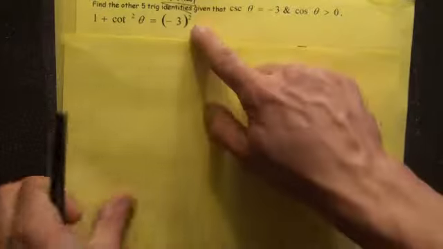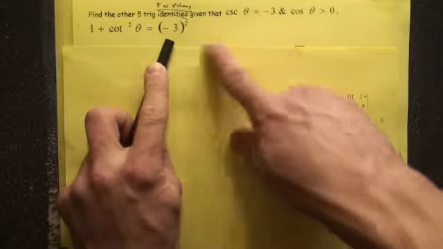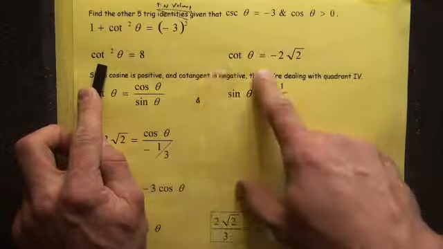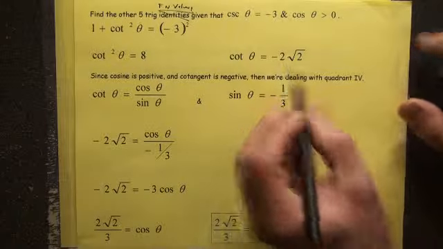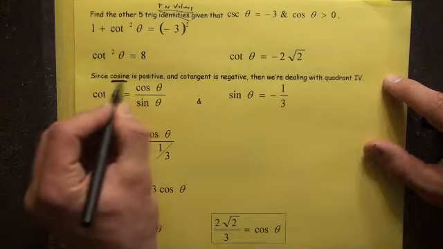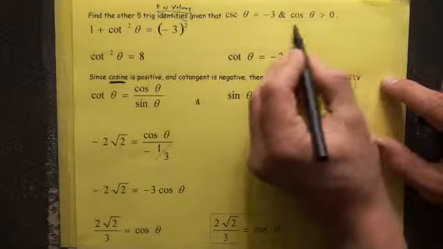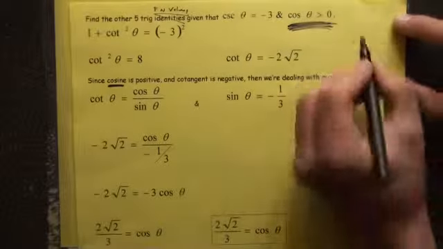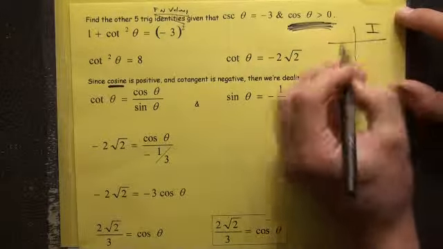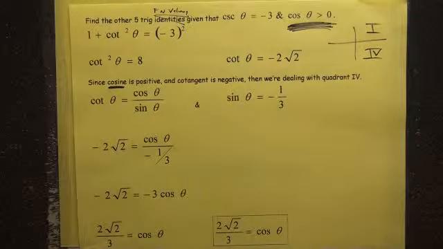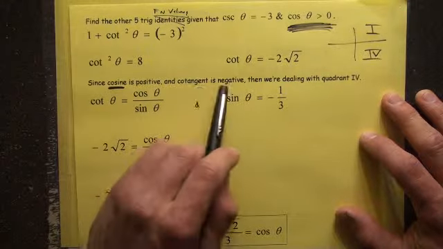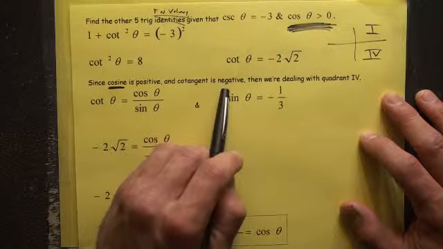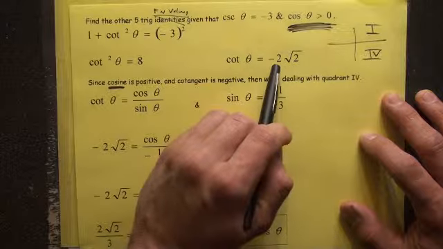All right. So we plug in the negative 3 here, right, for cosecant. That just gets squared out. You get a 9. You subtract 1, you get 8. Square root, cotangent equals. Now I put down negative 2 root 2. Why? Because cosine's positive. Right? Cosine has to be positive. Where's cosine positive? 1 and 4. Therefore, we're dealing with cotangent has to be negative right here, because that's what we solve for.